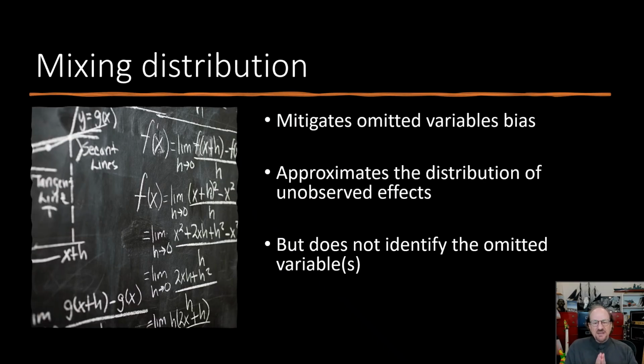So this mixing distribution mitigates the omitted variable bias and approximates the distribution of unobserved effects, which in this case we speculate is the height of the experiment participants, but it does not identify the omitted variable. That's something that the analyst still has to contribute. It's telling you that there's unobserved heterogeneity with this distribution, but it's not telling you what the missing variable is. So that's something the analyst still plays a role in this model.